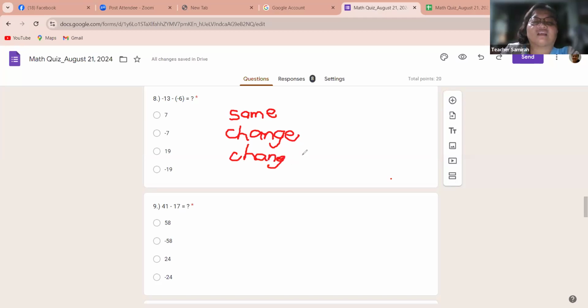Okay, look at this. What is the first integer? The first integer is negative 13. What is the sign? The sign is minus or subtraction. Then we are going to change that one into addition. The sign of the second integer is negative, that is why we are going to change this one into a positive integer.